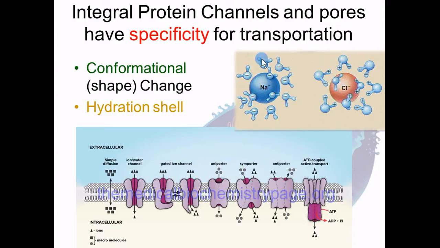So you can see that this key structure looks different than this key structure, which means these proteins are specific just to one or the other. So they'll either let sodium go through, or you might have another one that lets chloride go through, but not one that lets both go through. So they're specific. Next, they go through a conformational change. Conformational just means a shape change. So when they open up, they may be locked part of the time, but when they go through a conformational change, they'll open up and let things move back and forth through it.